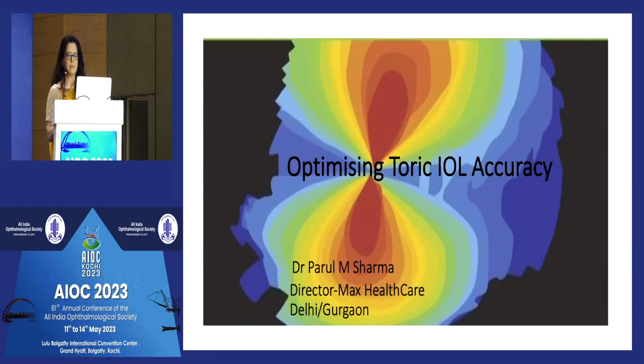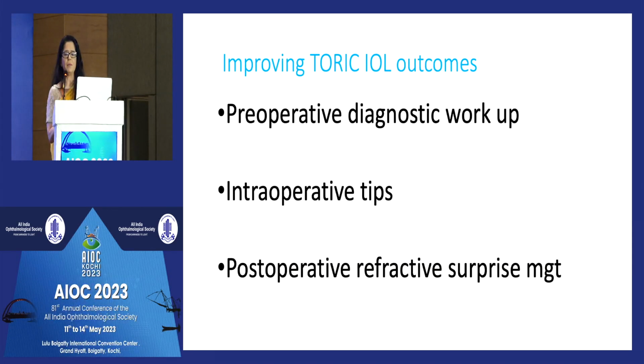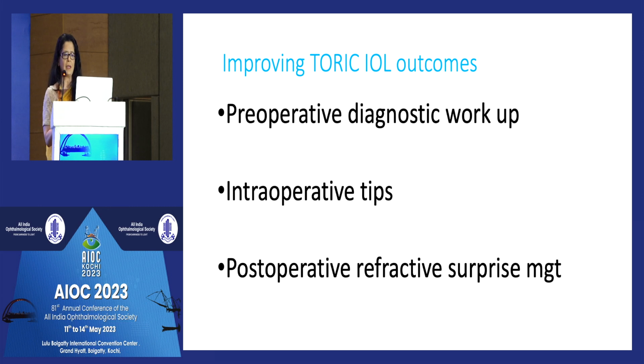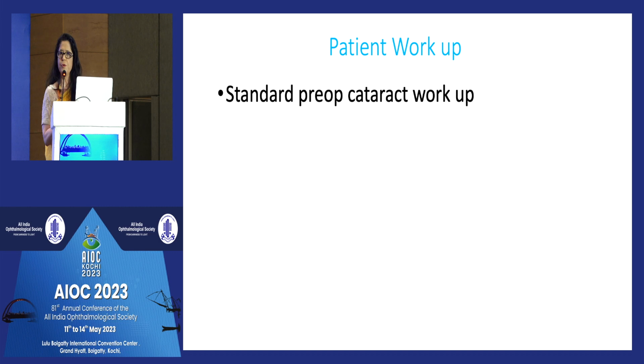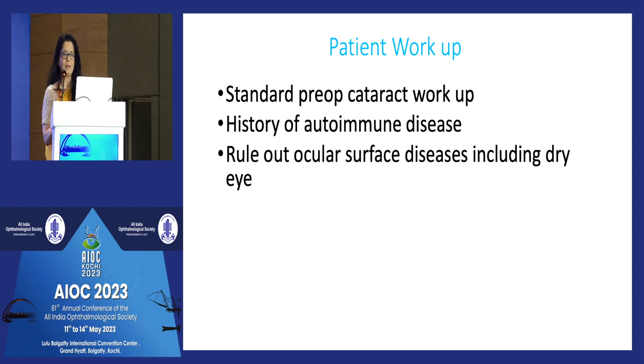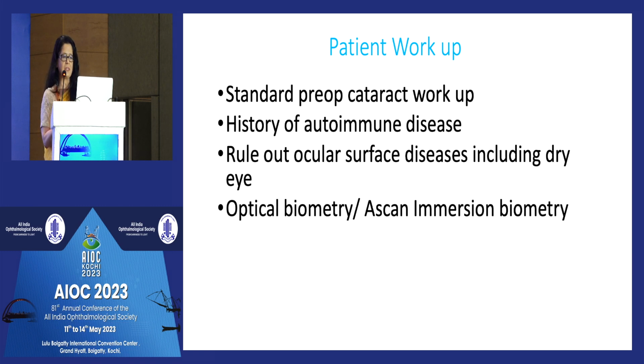We've had some very good talks. So I'm going to skip what has been covered and just touch on a few points, which we will divide between these 3 categories: how do we get the best out of pre-operative, intraoperative, and how do we manage post-operative. So it all starts with the patient workup. And of course, all of you know how to do a standard pre-cataract workup. But in toric lenses, what becomes important, as earlier speakers have defined, is to look for any ocular surface disease or dry eye. And I'll show you how it can affect your biometry in the subsequent slides.